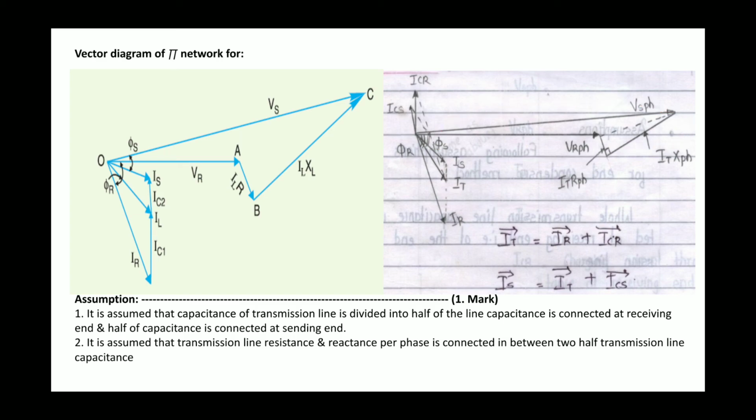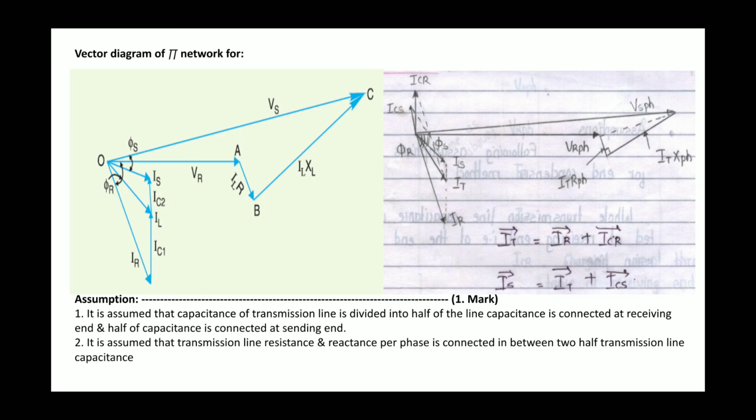So at the time of drawing this vector diagram and the equivalent circuit of the pi network, it is assumed that the capacitance of the transmission line is divided: half of the line capacitance is connected at the receiving end and half of the capacitance is connected at the sending end. It is assumed that the transmission line resistance and reactance per phase are connected in between the two half transmission line capacitors. So it's a very important question which is asked every time in the exam.